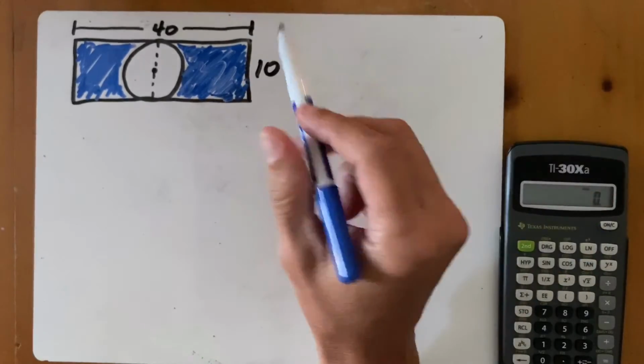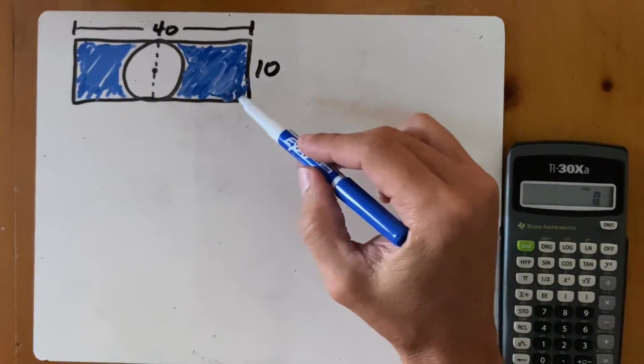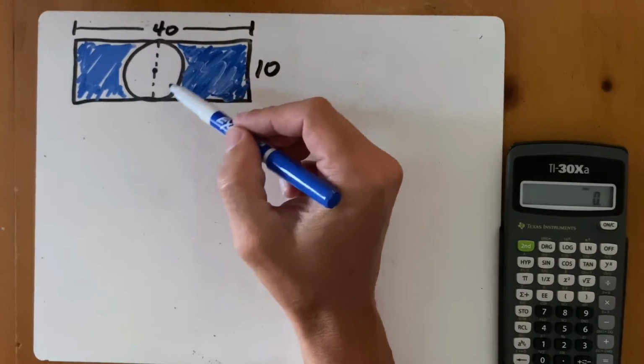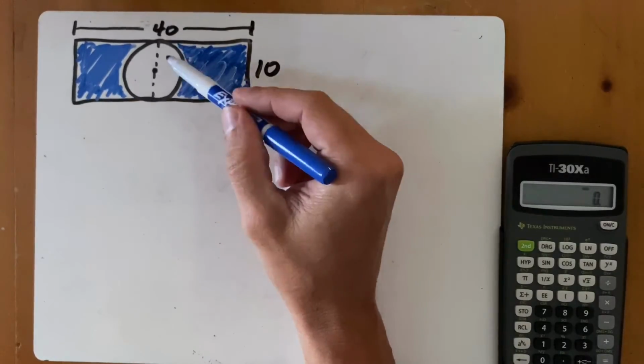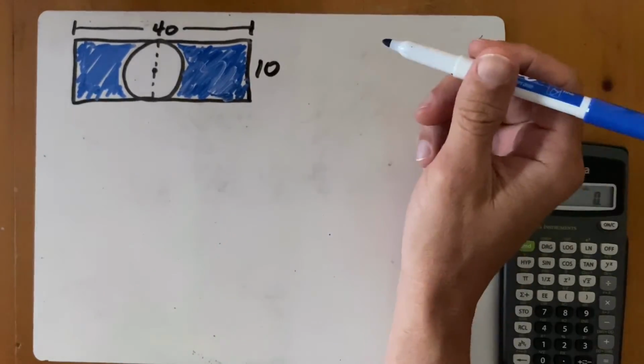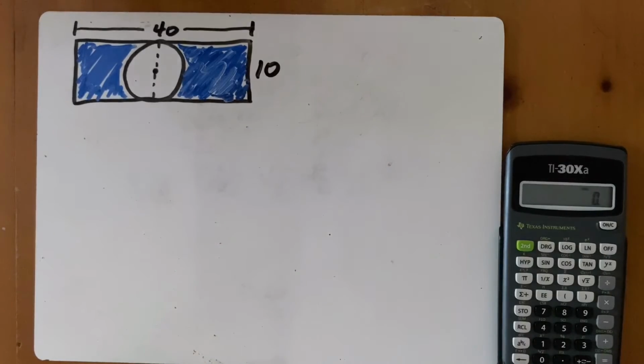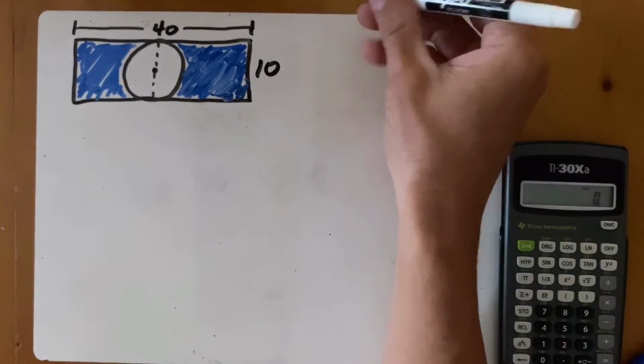All right. So in order to find the area, we're going to find the area of the entire rectangle, and then we're going to subtract this time the area of the circle that we do not want to include. All right. So let's go through and do that. First, find the area of the whole rectangle. All right. That is pretty easy.